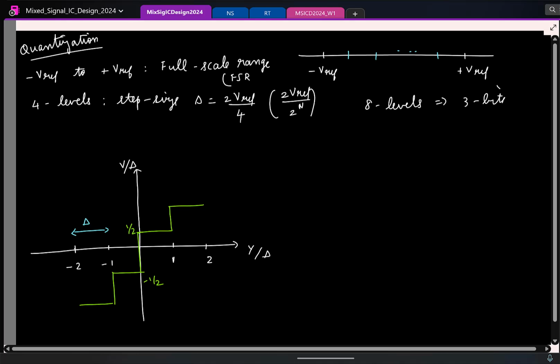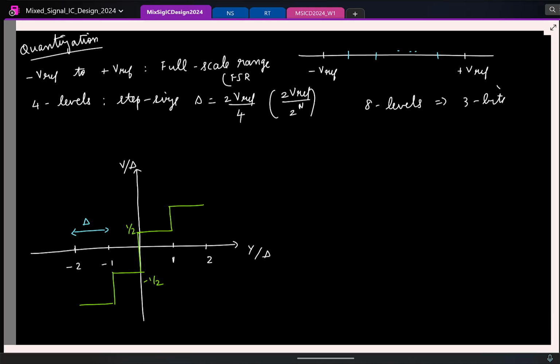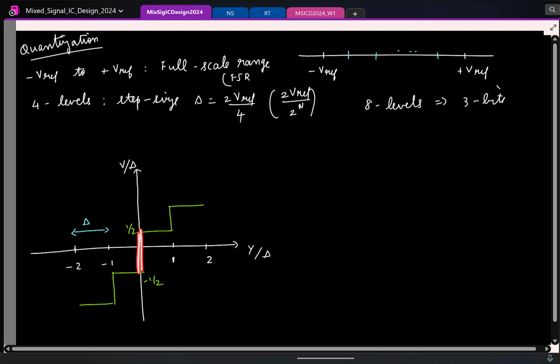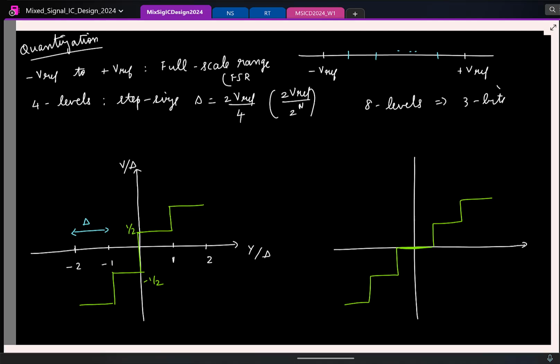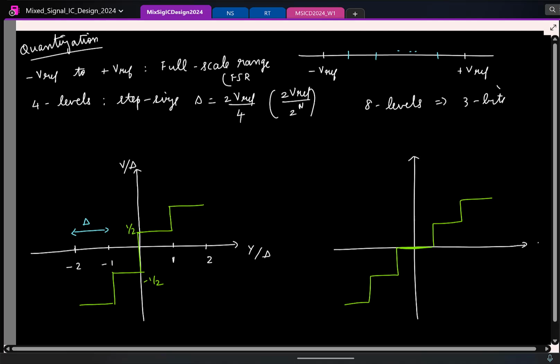So in this particular example, I have chosen a case wherein 0 is not an allowed level, that is, at 0 you have this transition. You can also have a quantizer characteristic like this, wherein, let me just draw it and show, 0 is an allowed quantized level, and then you can have, let us say, some levels here, some levels here. This is also equally possible. So again, this is y by delta.